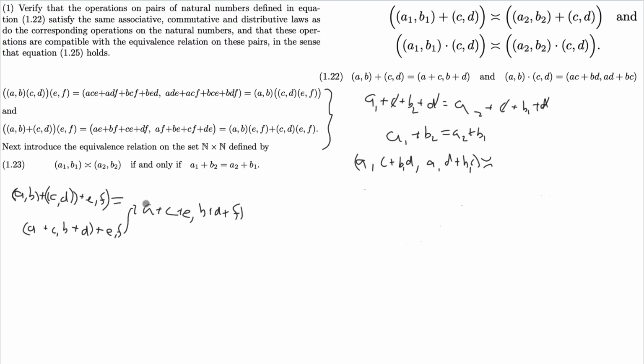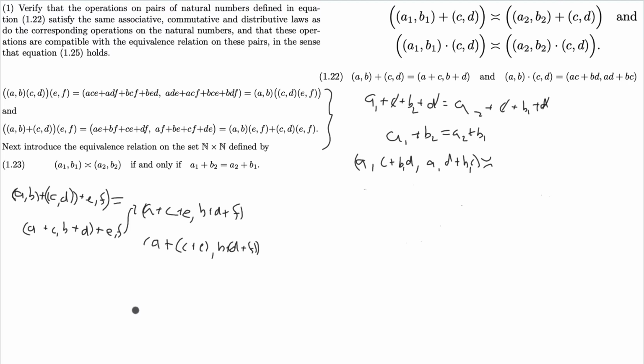Now we can apply the associativity of addition in the natural numbers to rearrange things within this expression to write this as a plus (c plus e) with some parentheses around it, and then b plus (d plus f) with some parentheses around that. And then we split the sum, and we get (a,b) plus the quantity (c,d) plus (e,f), and we have associativity of the addition proven here.